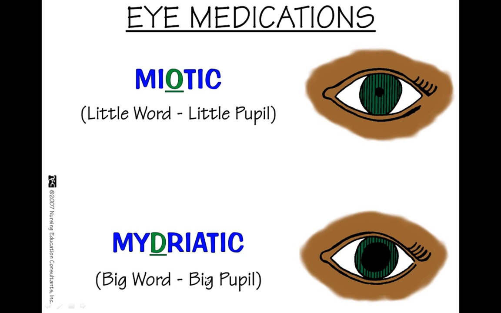One of the examples we talked about where you would need a mydriatic eye drop to get to the back of the eye is with cataract surgery. We talked about how the lens is removed and replaced with a new artificial lens. That would definitely be one of the times when a mydriatic drop would be used.